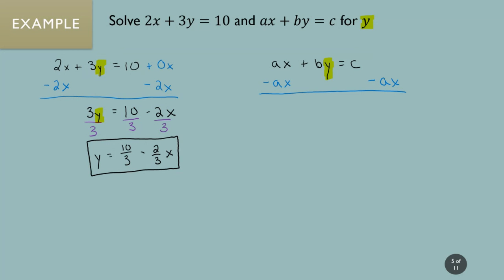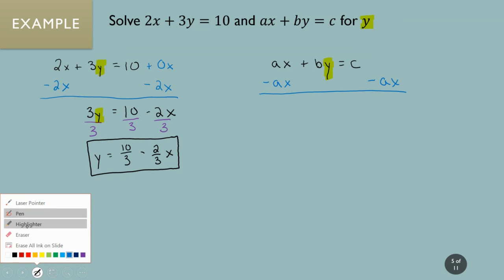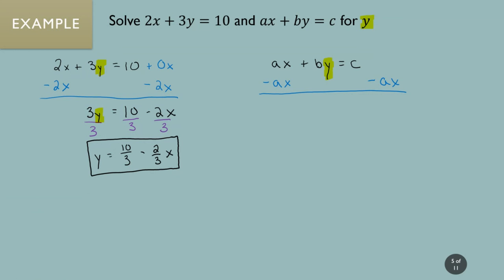Now c is not a like term as ax because they're not matching with their letters. Their variables are not the same, so those are not like terms. And it's almost easier to see that when you're only using variables. So the ax minus ax, those cancel because one's positive, one's negative, so they go to 0. Then we have by equals c minus ax. So you can see that it's very similar to the form we had on the left where we had numbers present.